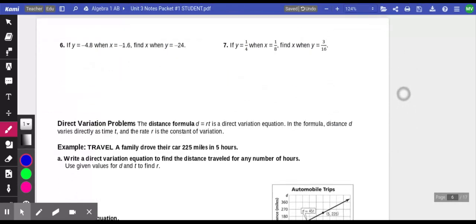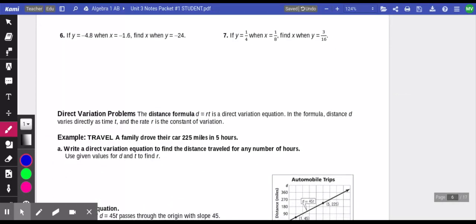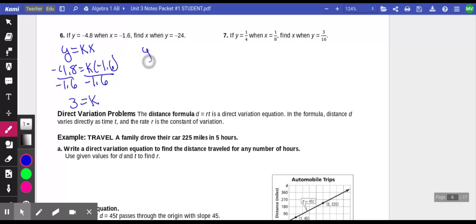So here are 2 more that I'm going to do with you. I start with y equals kx. So it's -4.8 equals k times -1.6. I divide both sides by -1.6 and find out 3 equals k. So the equation is y equals 3x. Then -24 equals 3x. I divide by 3, and -8 equals x.